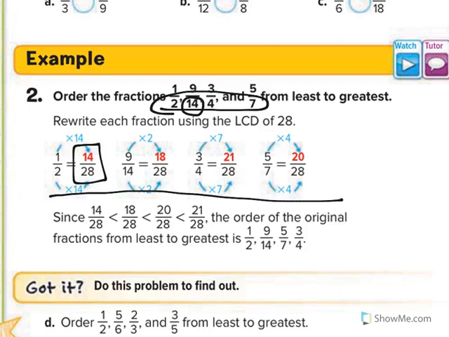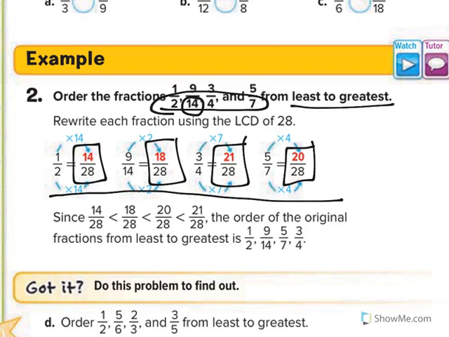9/14, you'd have to multiply by 2 and get 18 28ths. 3/4, you'd have to multiply both numerator and denominator by 7 to get 21 28ths. And 5/7, you'd have to multiply your numerator and denominator by 4 to get 20 28ths. And now we can easily order these from least to greatest as it asks us to.